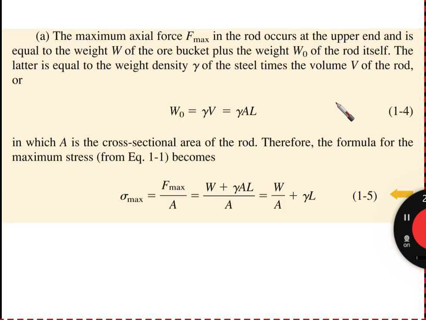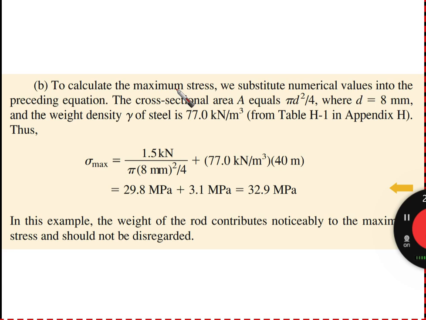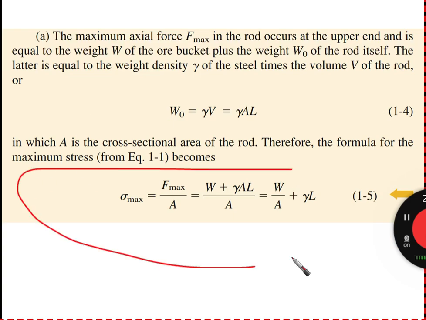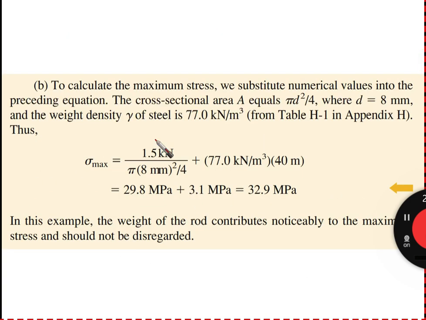So now, to calculate the maximum stress, we substitute numerical values into the preceding equation that we have obtained. This is the preceding equation, right? The cross-sectional area, A, equals pi d squared over 4. He gives us D, so it is okay for us to obtain A, where D equals 8 millimeters. And the weight density gamma of steel is 77 kilonewton per meter cubed.